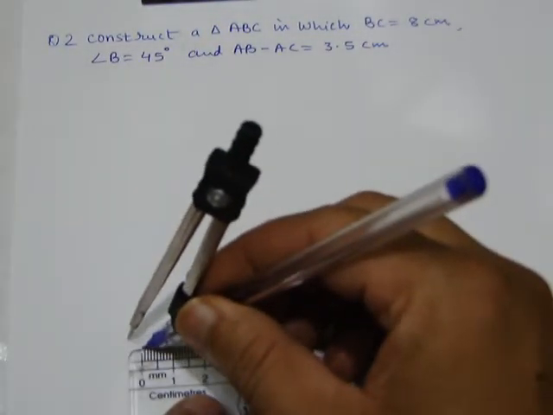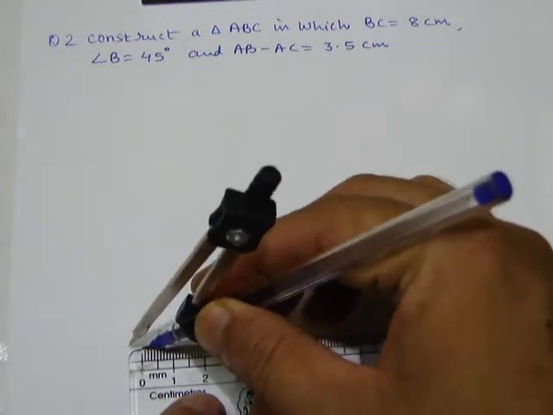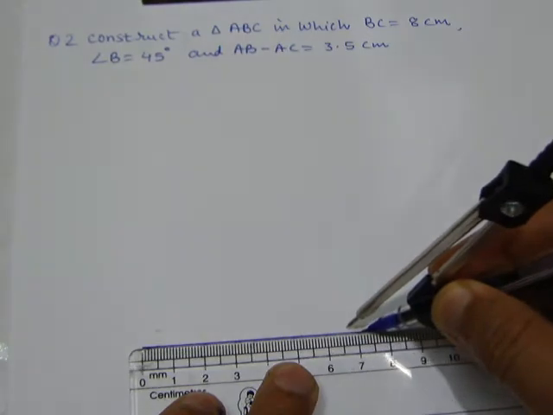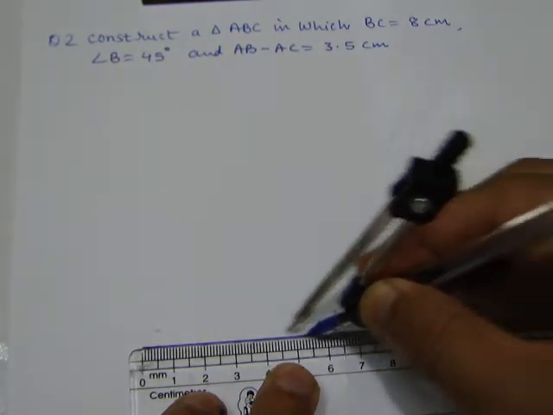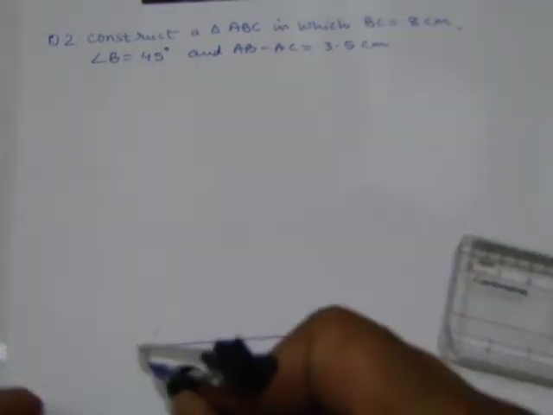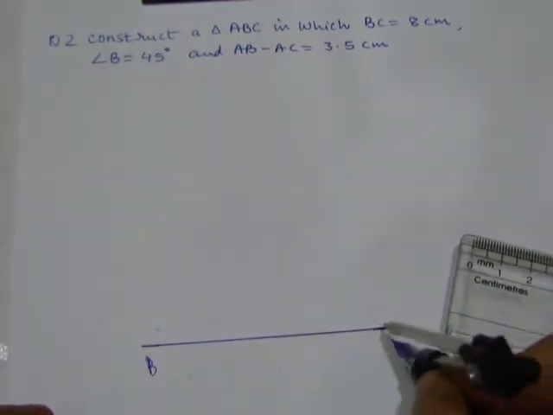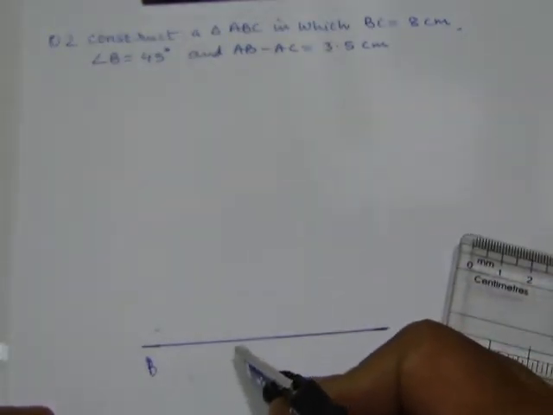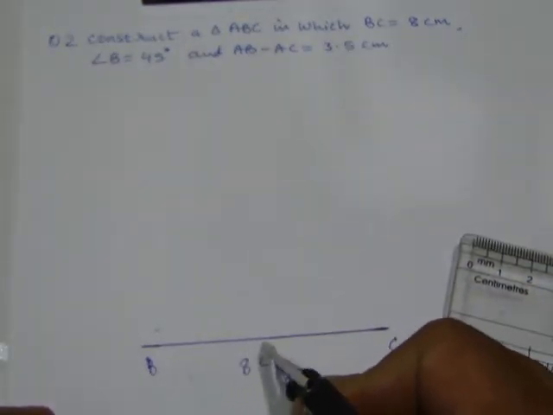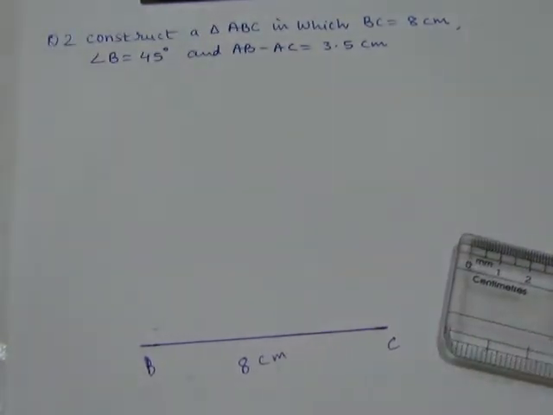and we will name this line segment as BC. So BC is a line segment of length 8 centimeter. Now at the point B, we will construct an angle of 45 degree with the help of compass.